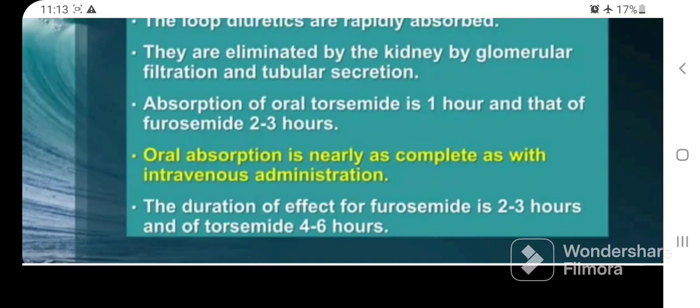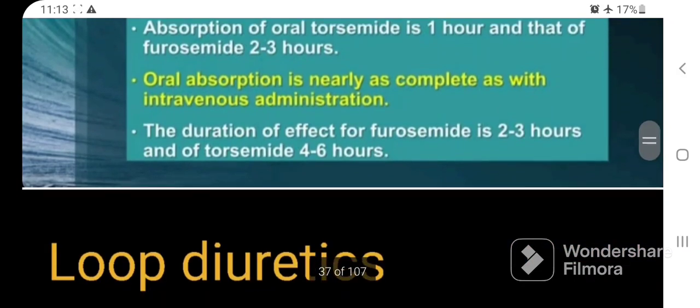Okay, both are the same. If you give the oral route, the action is the same. If you give it intravenously, the action is the same. But the patient's condition is very important here. If the patient is bedridden, at that time you have to give the IV route. If the patient is well and good, then no problem, the oral route is best.